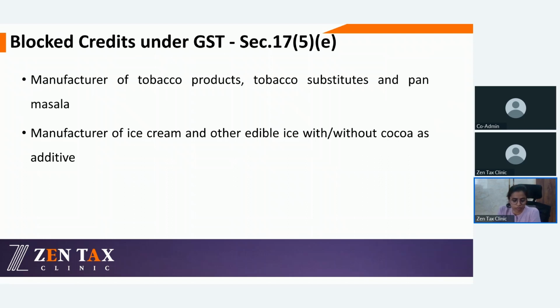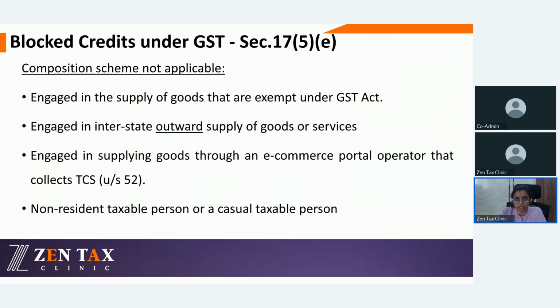So with respect to 17(5), with respect to the composition scheme under section 10, if you are paying tax under section 10, you'll not be eligible to avail the ITC, and that comes under blocked credit. So this is with respect to 17(5)(E).